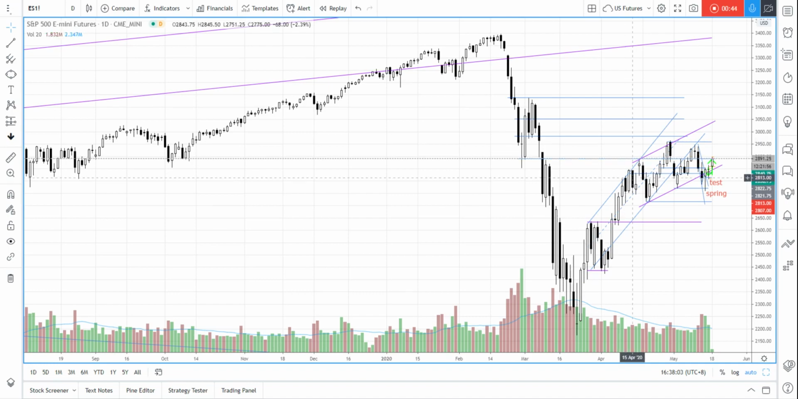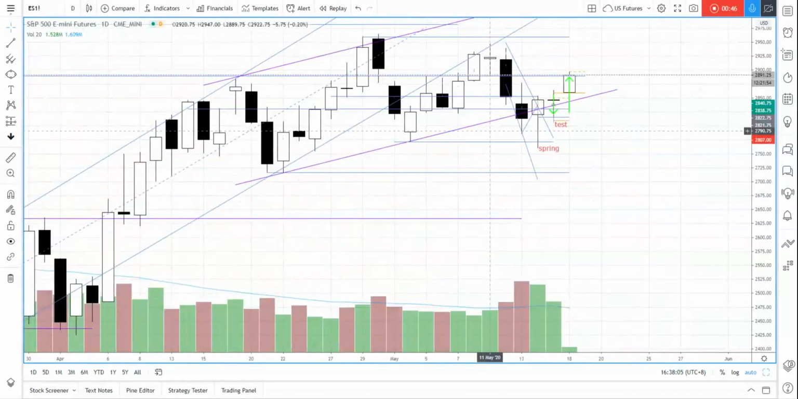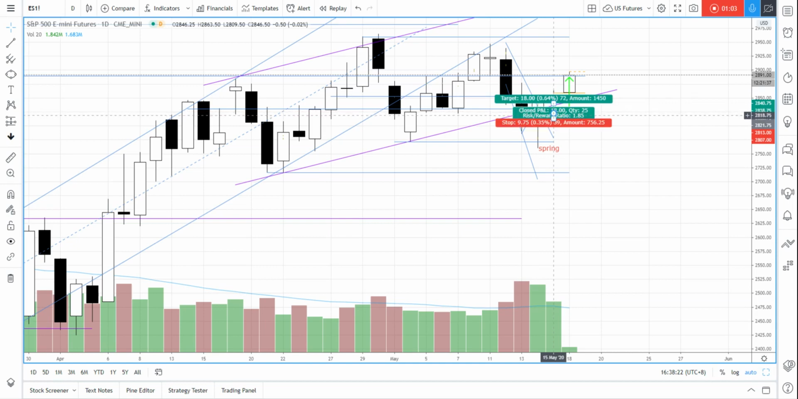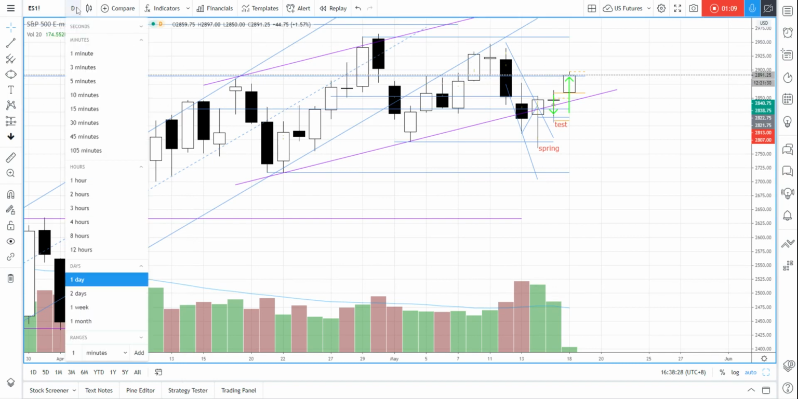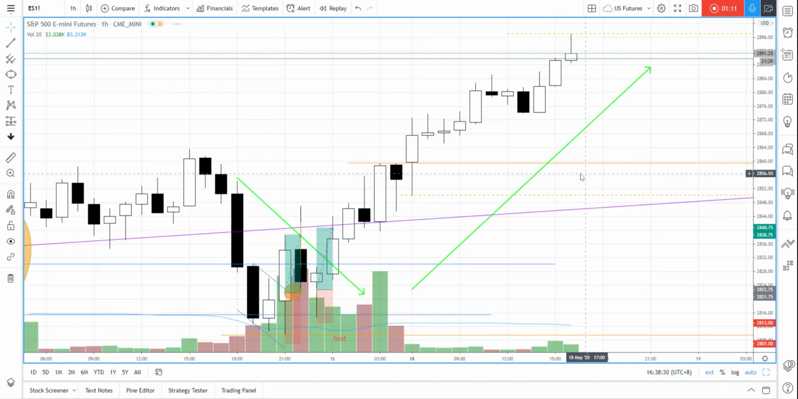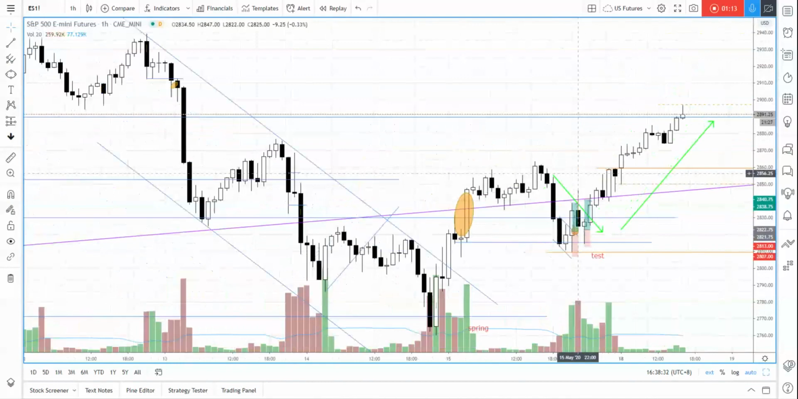As you can see on this daily chart, on Friday we have a pretty flat day. But you can see that on Thursday, I talked about a potential spring, and we just need to confirm it via the Friday session. The Friday session seems like a test of the spring here. So let me zoom into H1 so that you can get a clearer picture.